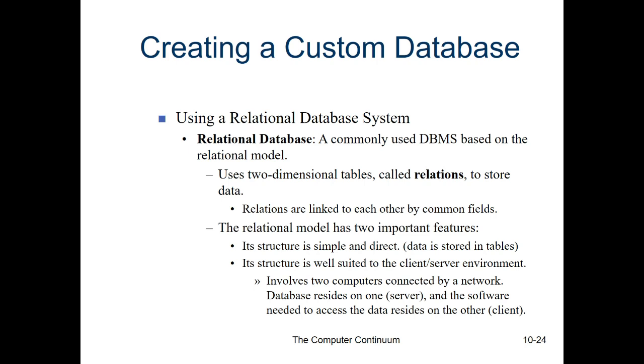Now, using a relational database system, there are basically two types of database systems. One is relational and one is non-relational. Relational database systems are most commonly used, where one field or item is related to another. Okay, that's how a database is created. It's a two-dimensional table called a relation to store data, where relations are linked to each other by a common field. The relational model has two important features: its structure is simple and direct, and its structure is well suited to the client-server environment.